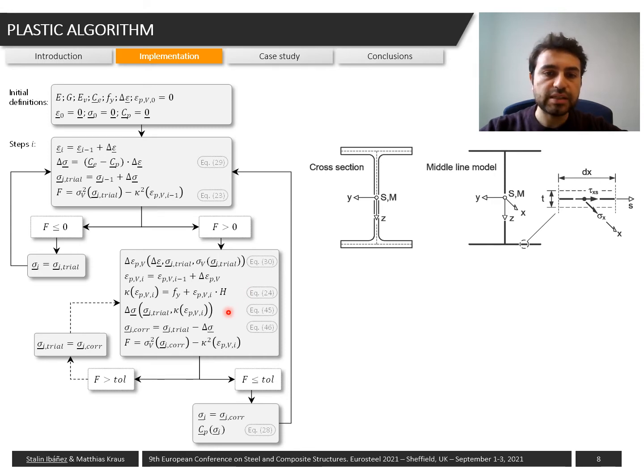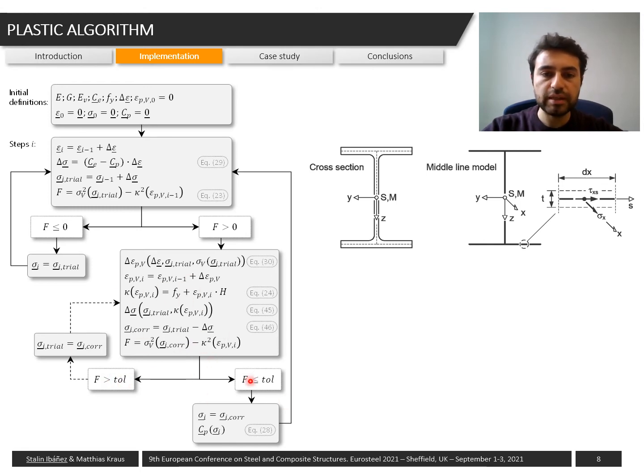With this plastic strain level, we can calculate the corrector of the stresses. When the stresses are outside of the yielding surface, we can bring them back to the yield surface by calculating this corrector. We check the trial stresses that we define, we correct them, and then we put that again into the yield condition.